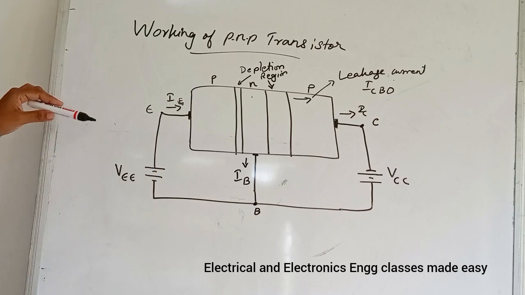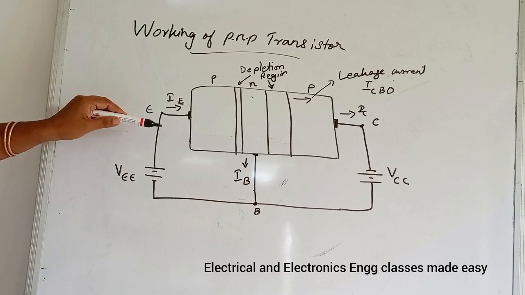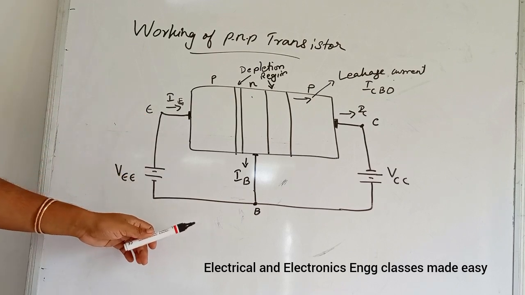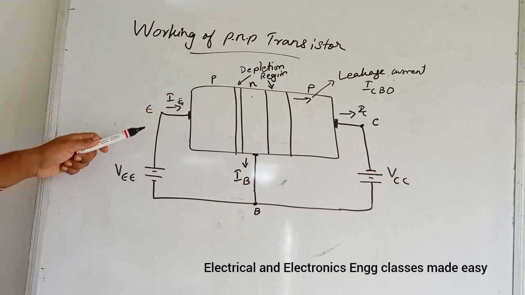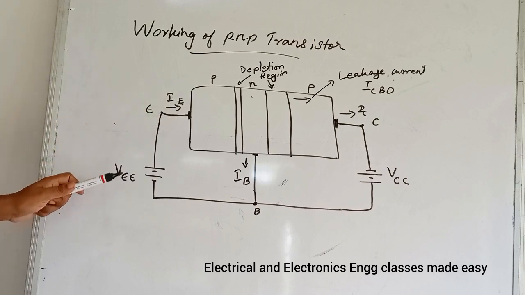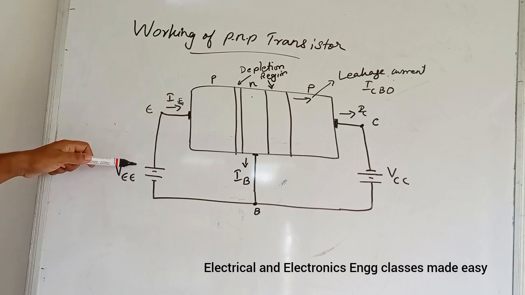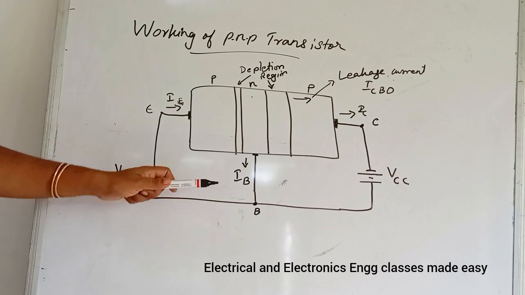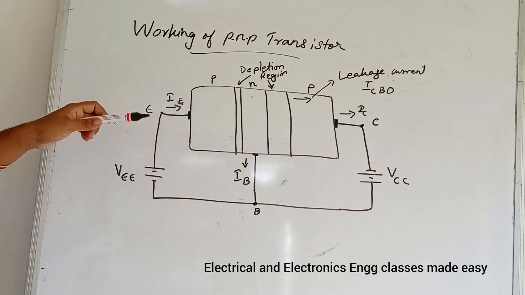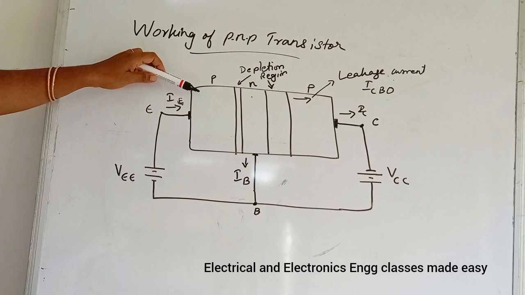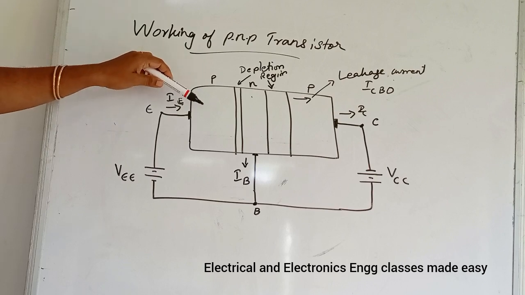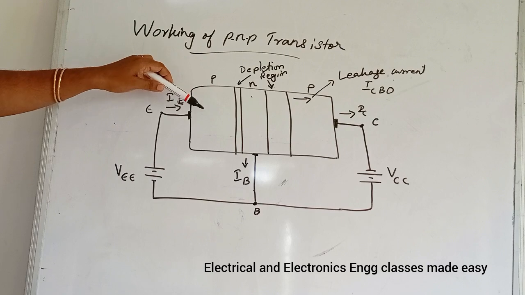Consider the action of a PNP transistor whose emitter base junction is forward biased and collector base junction is reverse biased. That is, this is P. So emitter is forward biased means this is positive and this is negative, and that is reverse biased, and a large number of majority carriers in the emitter. So in emitter, what is the majority carrier? So this is P. So the majority carriers in P region is holes.